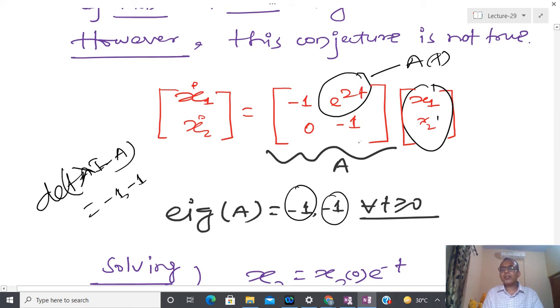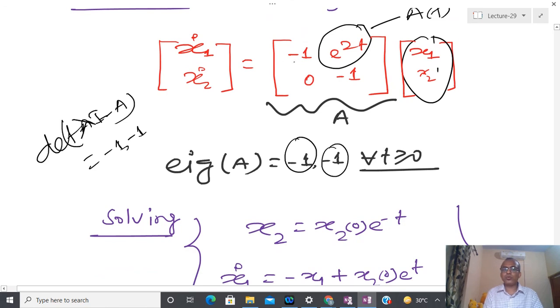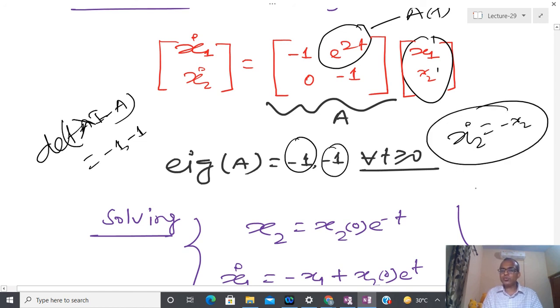So what one can expect by seeing the theory of linear time invariant systems is that x1 and x2 are also stable, but that is not the case. What you can do is just solve it. The solution is not too difficult, because the second equation is decoupled from the first: I have x2 dot equal to minus x2, and this is very easy to solve. I have written the solution like this.